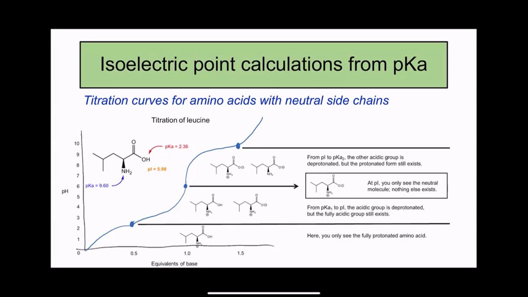In the next area, you're going to be deprotonating the basic amine group, but you're going to have a little mix of both. And then once you get above it, you're going to have fully deprotonated it completely.